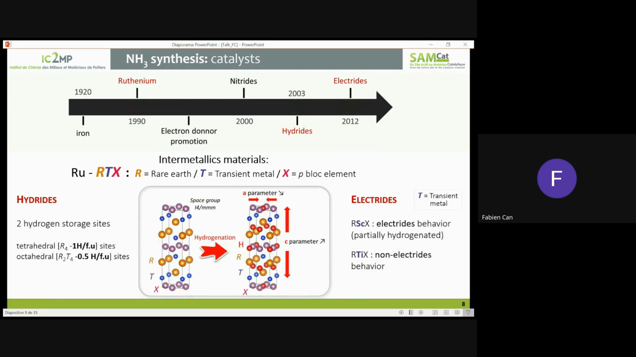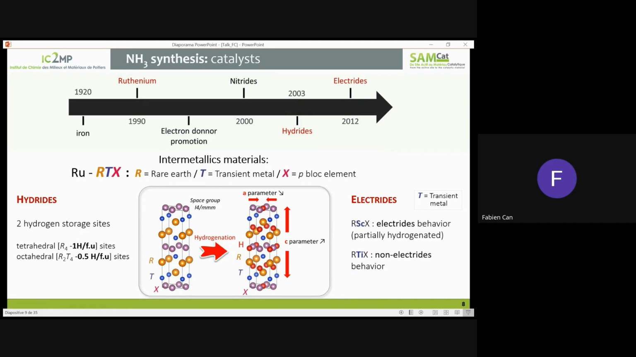So the hydride behavior comes from the fact that this solid can store a very high amount of hydrogen in 2 distinct sites, the tetrahedral and the octahedral one, leading to 1.5 hydrogen per formula unit of the solid. And this hydrogenation also leads to a modification of the lattice parameter of the unit cell of the solids, which is very good news for us because we can obtain directly by XRD analysis the hydrogenation rate of the sample.